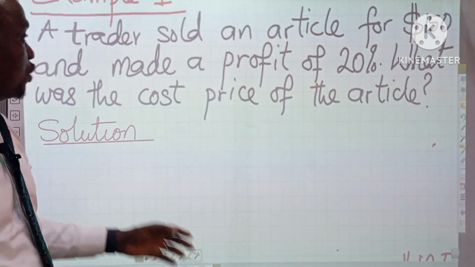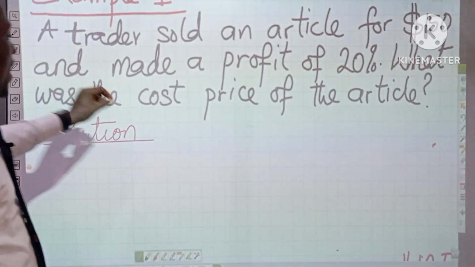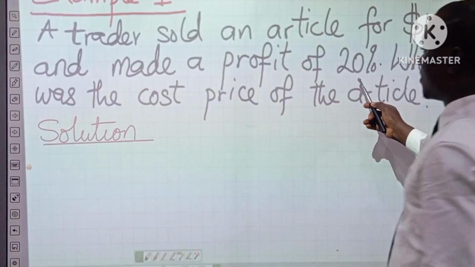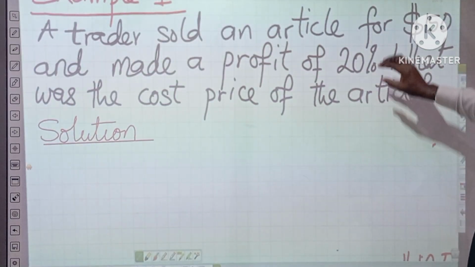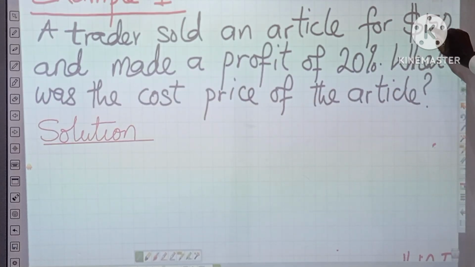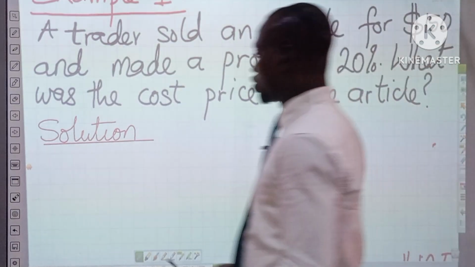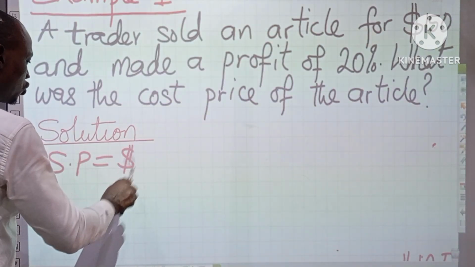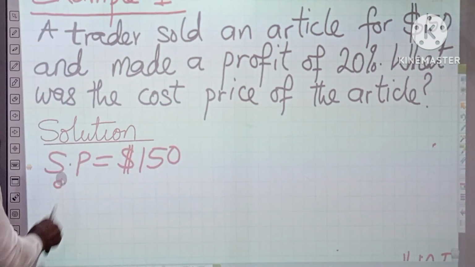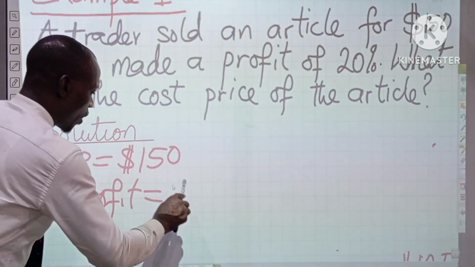In our first question for today, a trader sold an article for $150 and made a profit of 20%. What was the cost price of the article? The first thing we must look at are the parameters that have been given to us. We were given 150 naira as our selling price and a percentage profit of 20%. So what do we need to do? So the selling price is equal to $150. Percentage profit is equal to what? 20%.